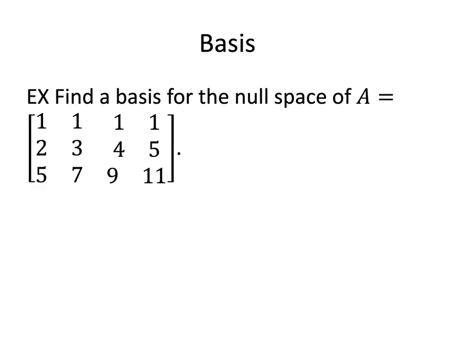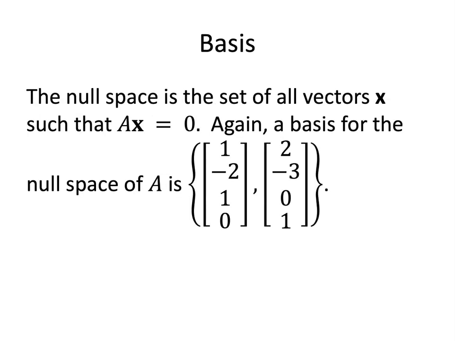Find a basis for the null space of A equals the matrix with rows 1, 1, 1, 1; 2, 3, 4, 5; 5, 7, 9, 11. Okay, recall what we mean by the null space. It's the set of all vectors x such that Ax equals 0. And again, a basis for the null space is going to be (1, -2, 1, 0) and (2, -3, 0, 1).